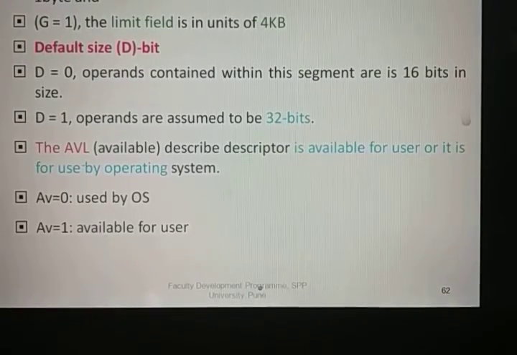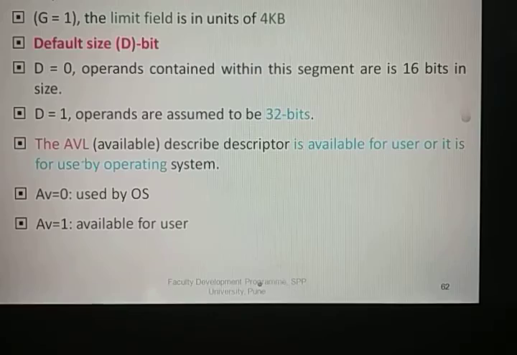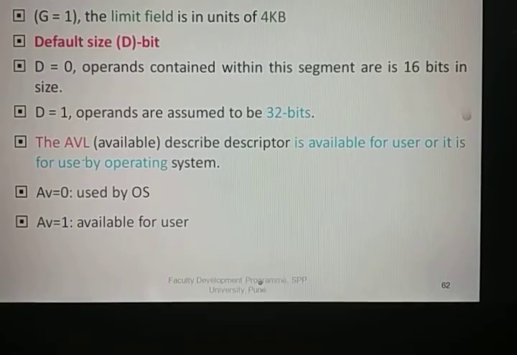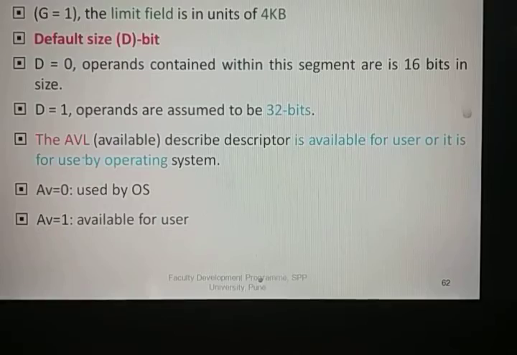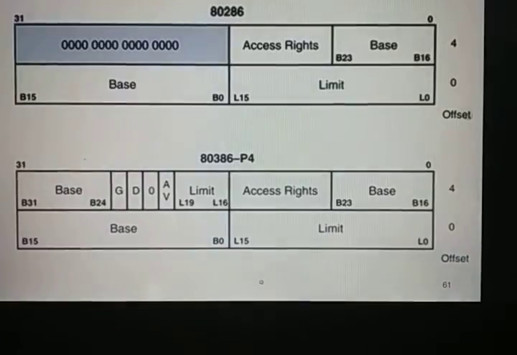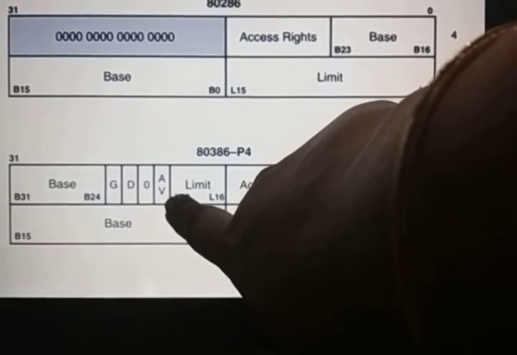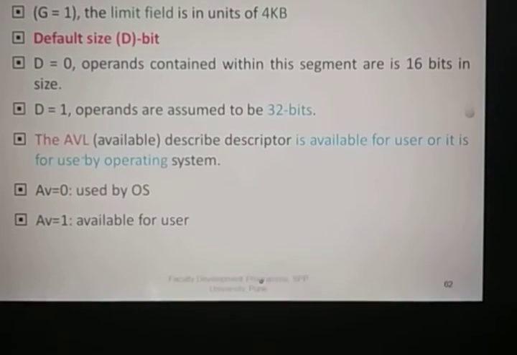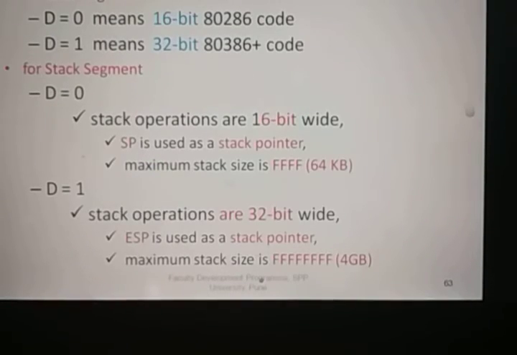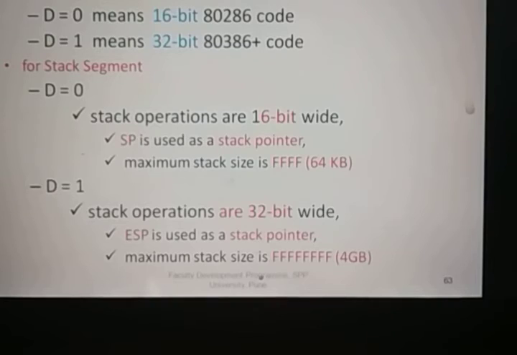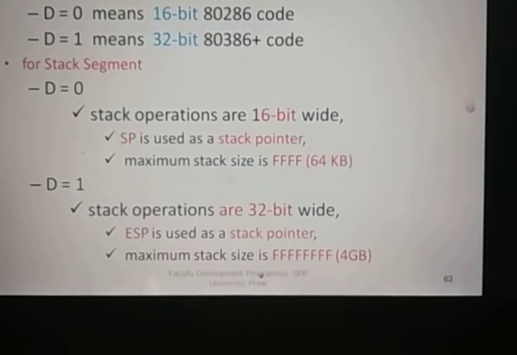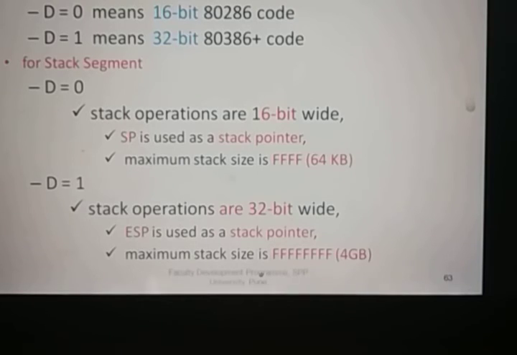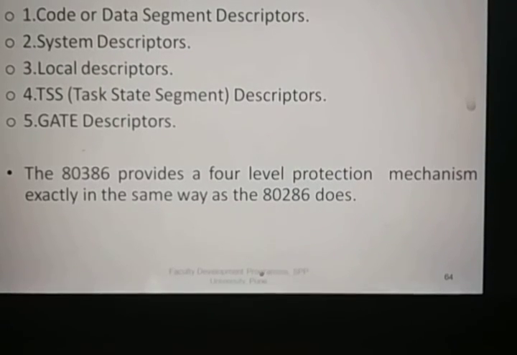Available: the descriptor is available for the user or it is for use by the operating system. AV equal to 0 is used by the operating system, and AV equal to 1 is available for the user. You can see here this is the available bit. If this bit is 0, it is available for the operating system. If it is 1, it is available for the user. So these are examples of the D bit. For a code segment, D equal to 0 means 16-bit operand, and D equal to 1 means 32-bit operand. Then for a stack segment, D equal to 0 is 16 bit and D equal to 1 is 32 bit. Then the types of descriptors.